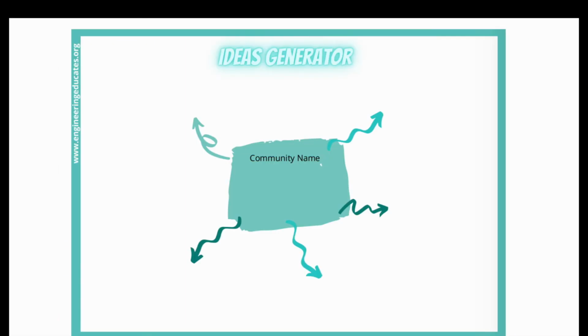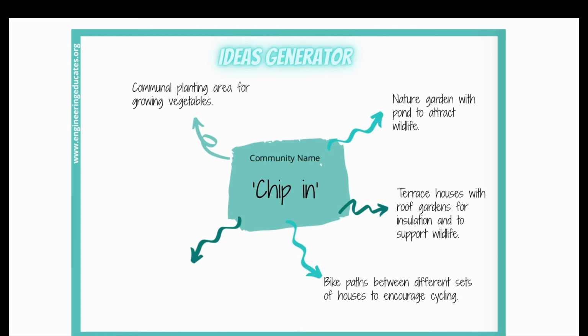It's this one here, and I populated it with just a few ideas. I'm nowhere near finished yet, but just to give you an example of the kind of things that we might have on our mind map when we start to generate ideas. Here's what I've got so far. So my community name was going to be the Chip In, and I wanted to have some communal planting areas for growing vegetables, and that links to our design brief to have those communal areas. I'm going to have terraced houses with roof gardens for insulation and to support wildlife.